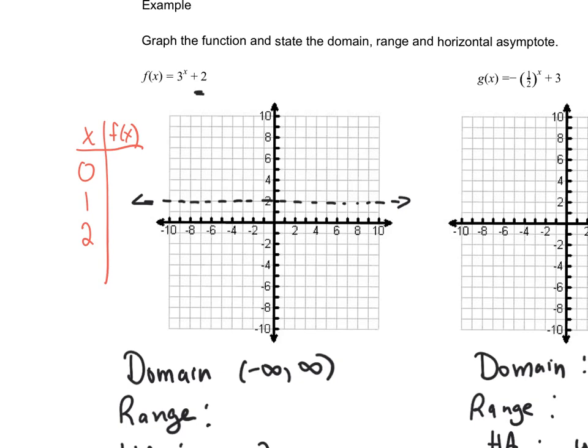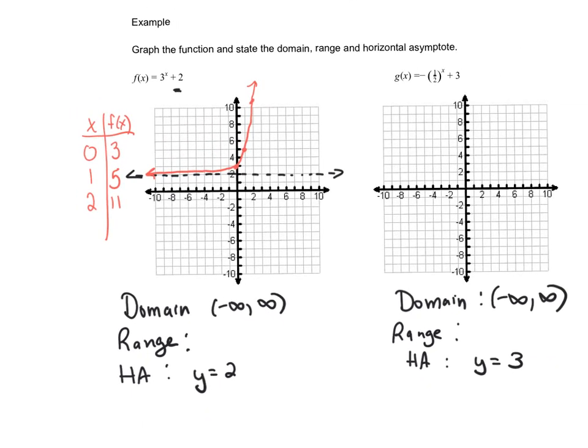So 3 to the 0 plus 2. Remember, anything to the 0 power is 1. So 1 plus 2 is 3. 3 to the 1 is 3. 3 plus 2 is 5. 3 to the second is 9. 9 plus 2 is 11. So I have the points (0, 3), (1, 5), and (2, 11). Since I know the graph has to approach this asymptote, if I see the pattern, it's going to flatten out on the left side versus the right side. So it looks something like this.